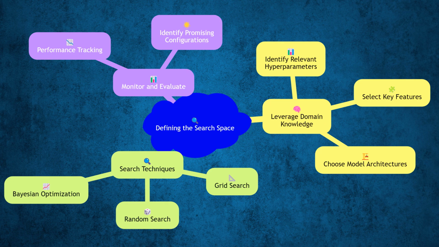To effectively define the search space, data scientists should follow several best practices. First, they should leverage domain knowledge to identify the most relevant hyperparameters, features, and model architectures. Second, they should use a combination of search techniques, such as grid search, random search, and Bayesian optimization, to explore the search space efficiently. Third, they should continuously monitor and evaluate the performance of different configurations to identify the most promising ones. By following these best practices, data scientists can ensure that the search space is well defined and that the model training process is both efficient and effective.